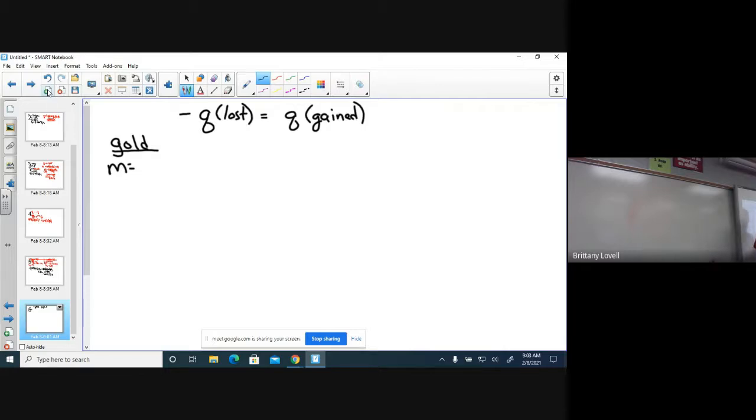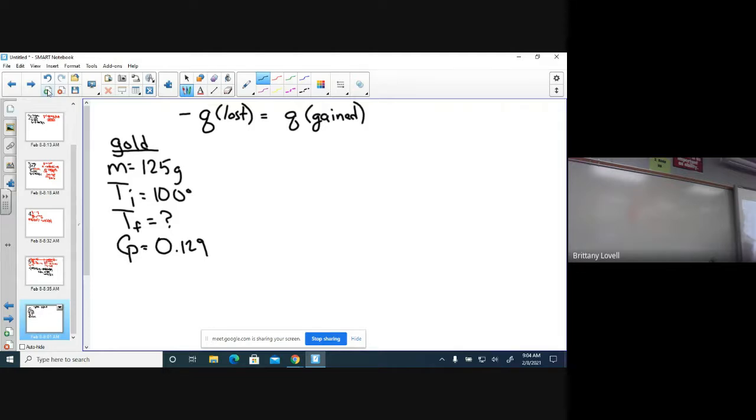So that piece of gold, the mass we said is 125 grams. The initial temperature of that gold is about 100 degrees Celsius. We don't know, though, the final temperature. That's what they're asking us to find. What's the final temperature of the whole system? When you put that metal into the water, that becomes one system. So we want to know what's the final temperature of the system. We also have to know our specific heat of gold, which is 0.129.